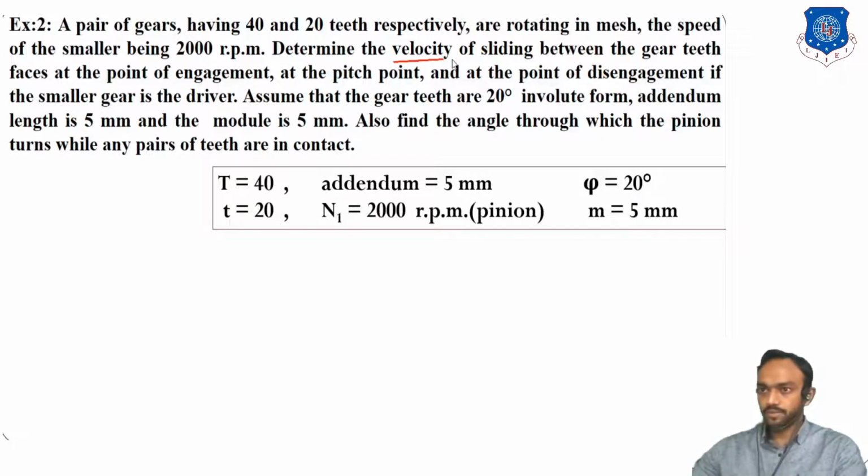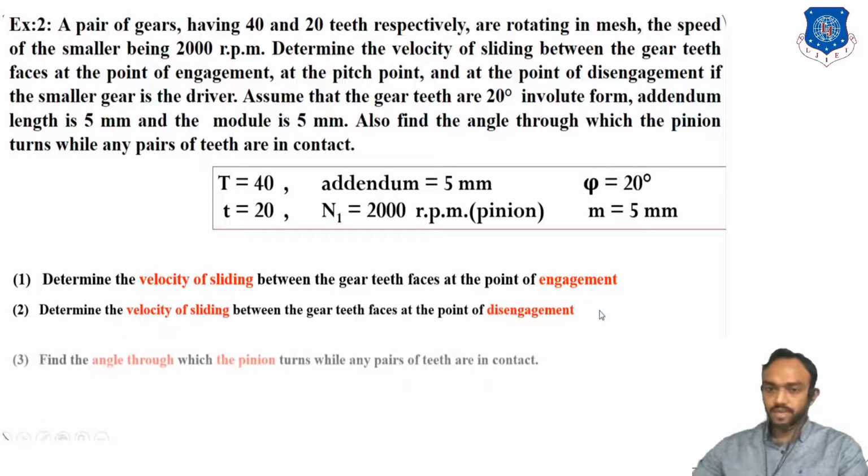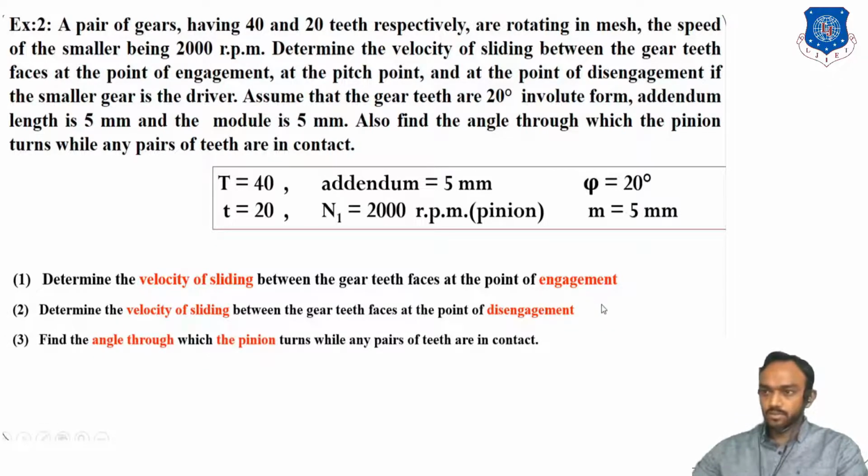So first of all, I have also shown you that we have to first find the velocity between engagement and disengagement. So we have to find the sliding velocity at engagement and disengagement, and the angle turned by the pinion. Okay, so let's start.